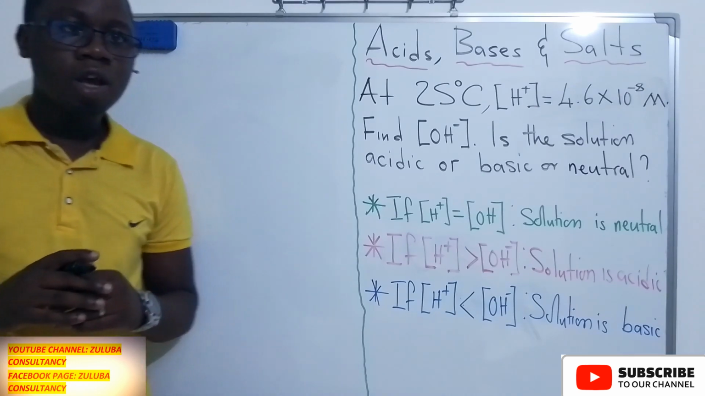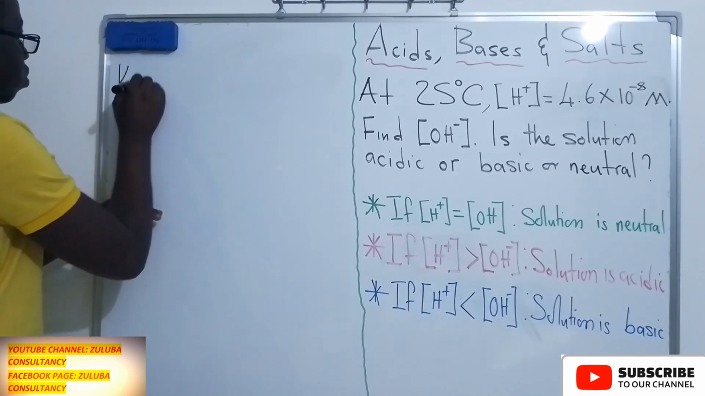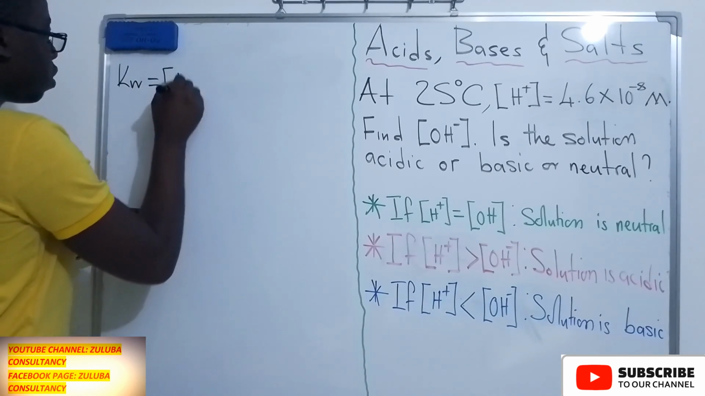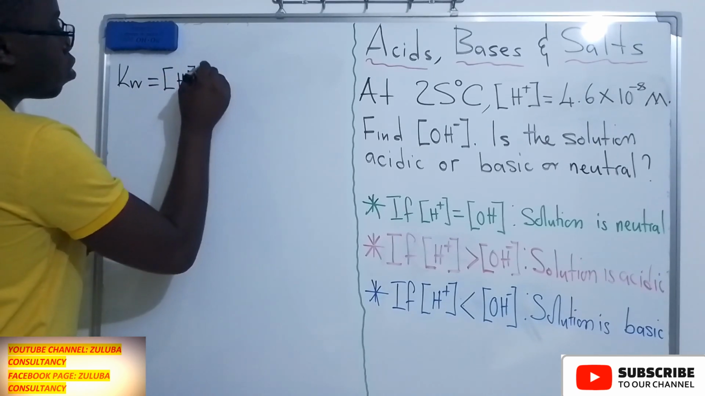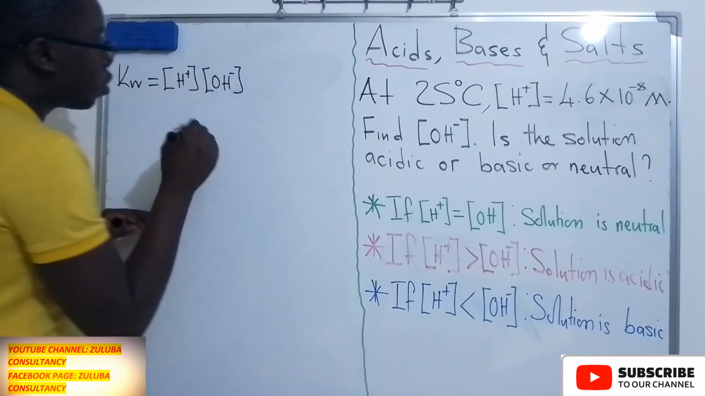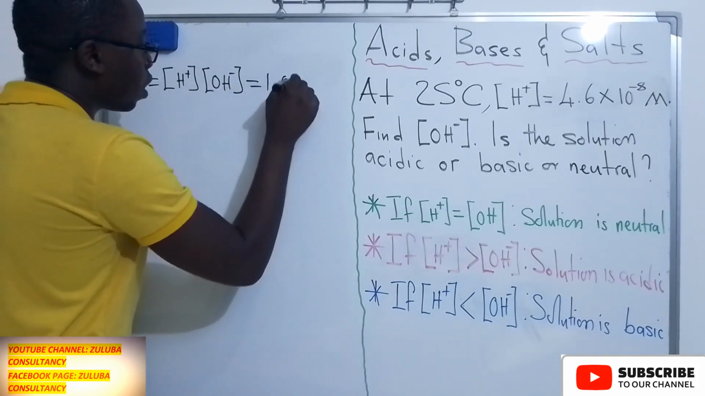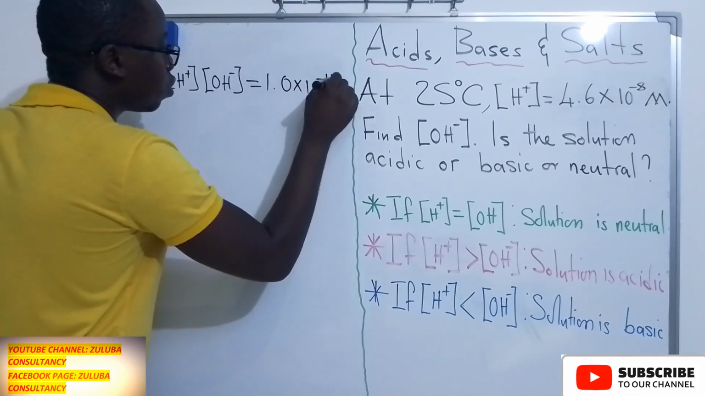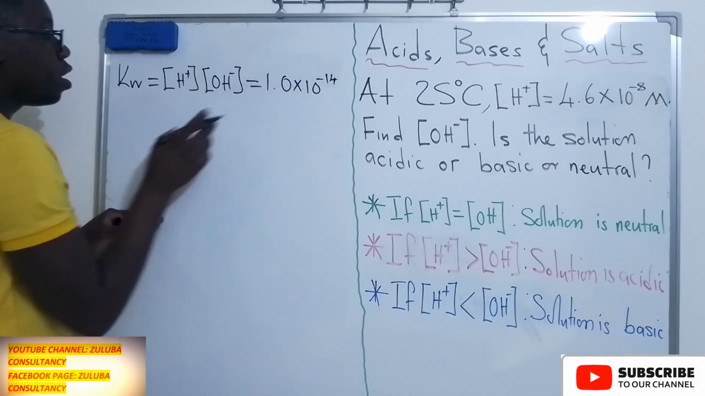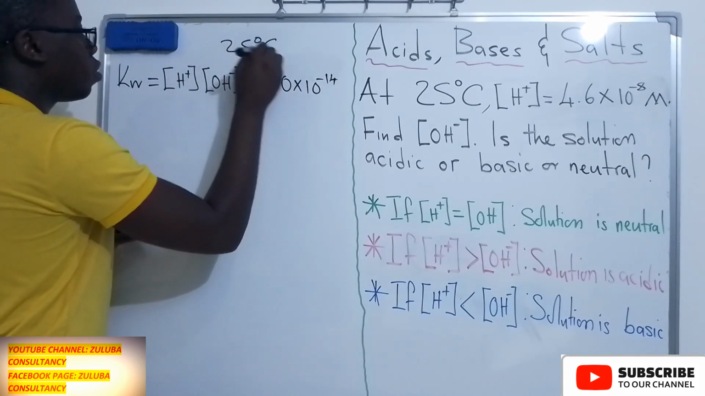The first thing we need to know is what is the value of Kw at 25 degrees Celsius. The equation for Kw, which is the equilibrium constant, is Kw equal to the concentration of the proton multiplied by the concentration of OH negative. At 25 degrees Celsius, this is equal to 1.0 times 10 to the power negative 14.